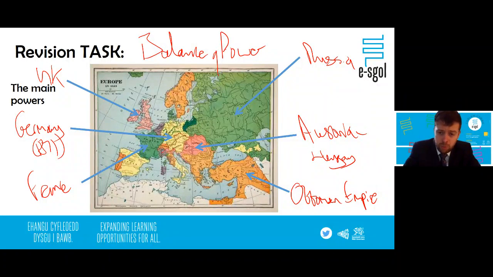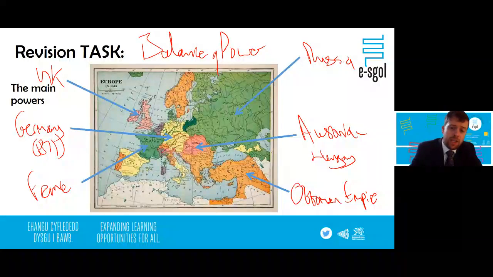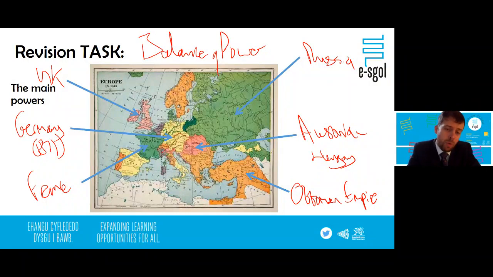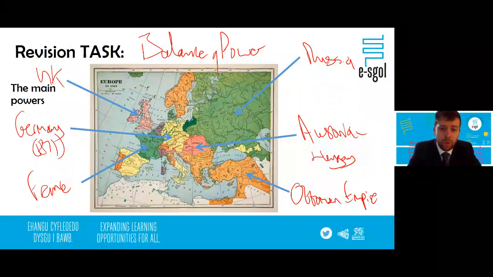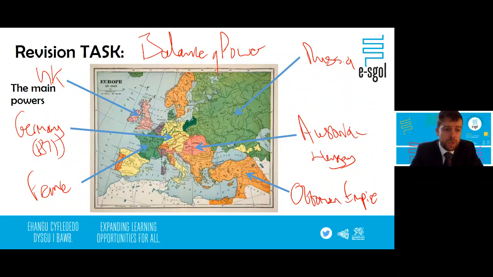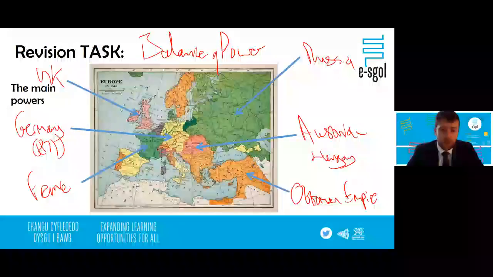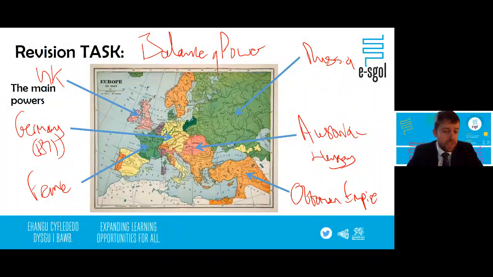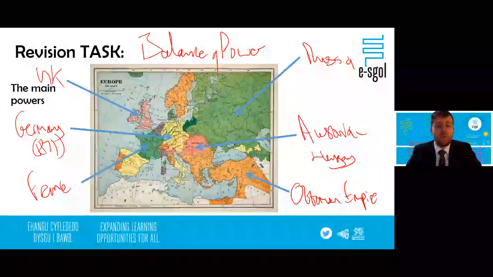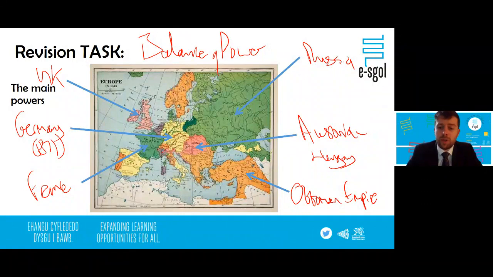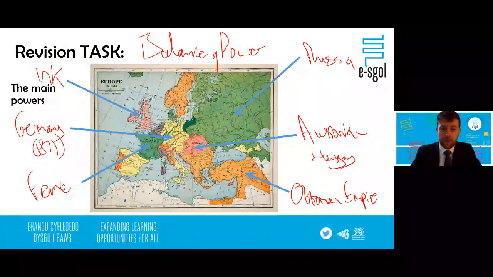So the idea of this was that if a country was distinctly more powerful than another country in Europe, then war was more likely to happen because they wouldn't be afraid of losing that war. However, if Russia, Austria-Hungary, the Ottoman Empire, France, Germany and the UK were roughly equal in strength, the thought was that they wouldn't go to war with each other because they wouldn't be sure that they'd win that war. And that, as a result, kept the balance of power in Europe.